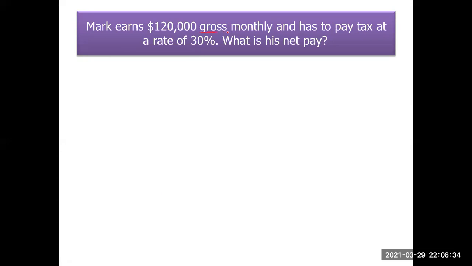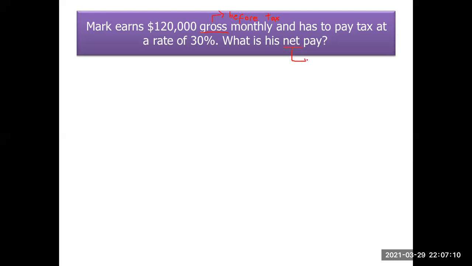Gross means the amount of money he's going to get before tax is deducted. We did this when we were doing salary. Gross pay is the amount that he's getting before tax. Let me write that. I'm not sure how well you're going to see the red on the purple background. I'm going to write it anyway. And they want to know his net pay.